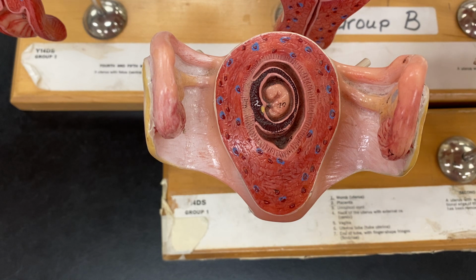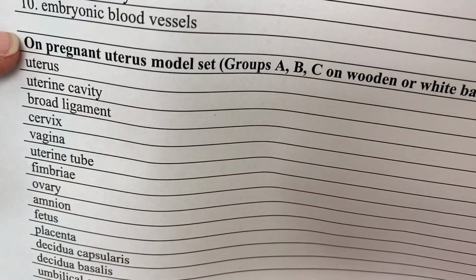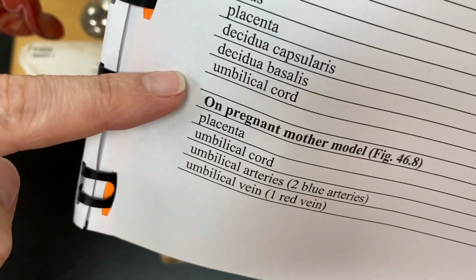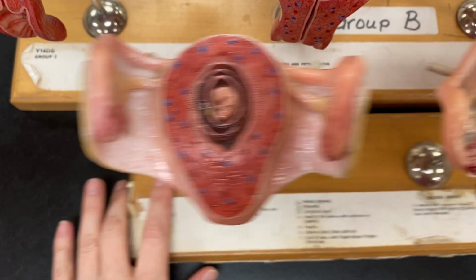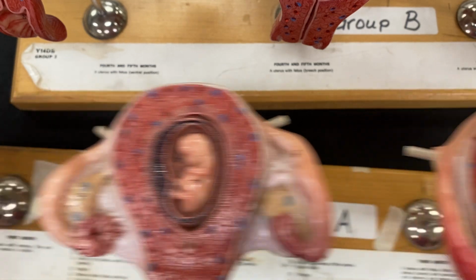So this is, I think, our last video. Yay! So we're on page 38 of the book if you've got one of these and you're following along. And we are on the pregnant uterus model set, groups A, B, and C, and then the pregnant mother model, and then last page. Okay, so you can see here, group A.